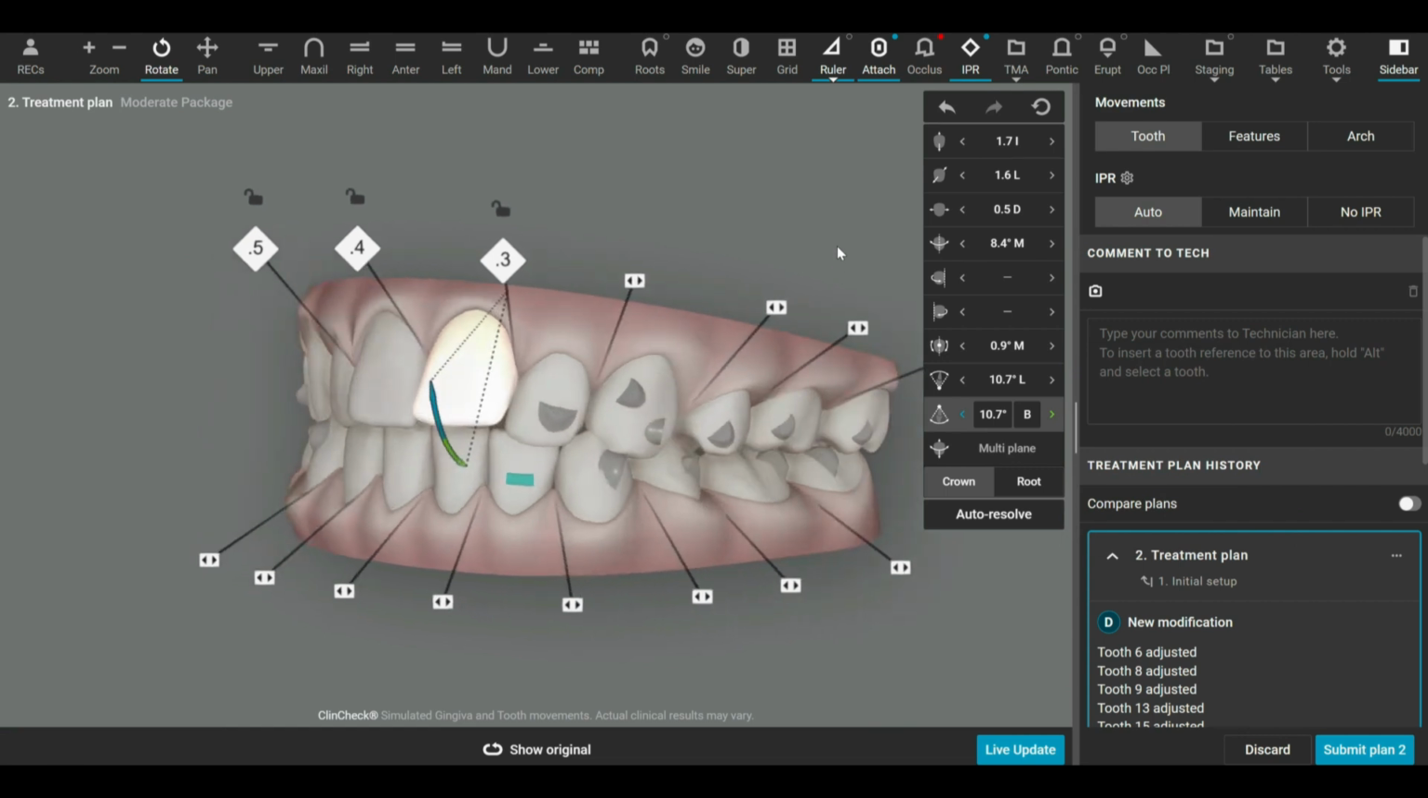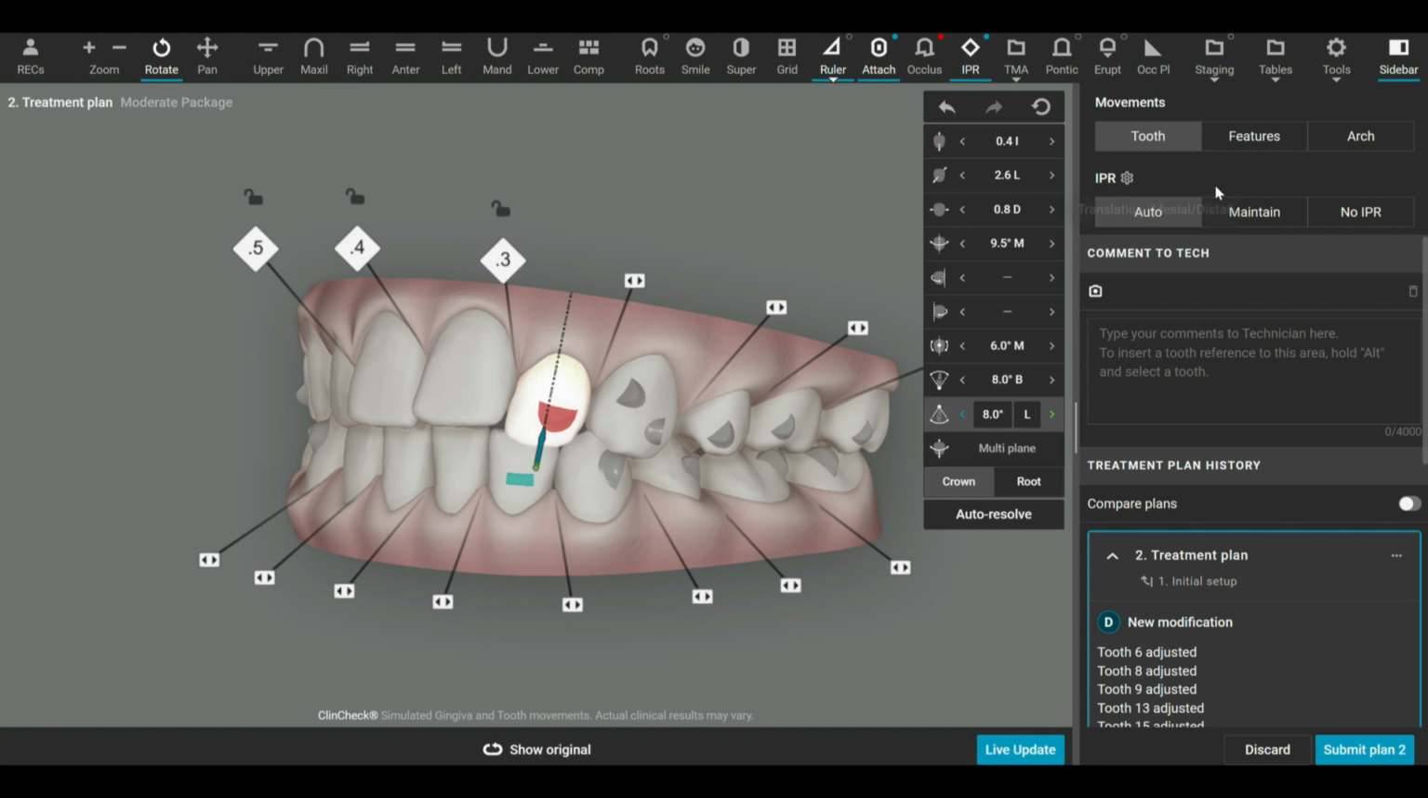So what I've done now is I've just gone through the whole control bar, and you can click on a tooth, as I was saying. You can look at all the movements and the values of those movements, and you can adjust those according to how you want them to be. And the lower the numbers, for posterior teeth especially, the more predictable your treatment plan will be.